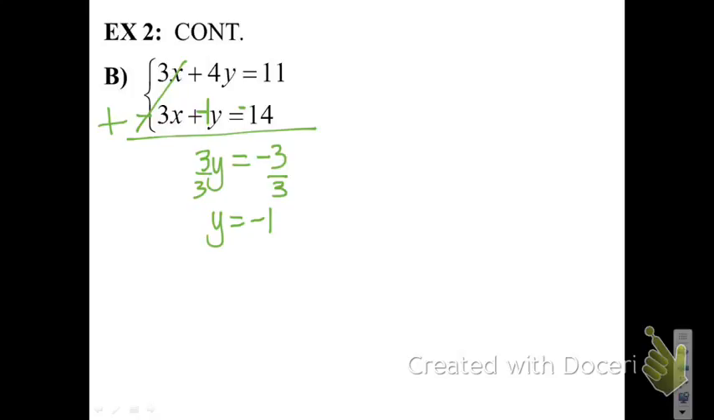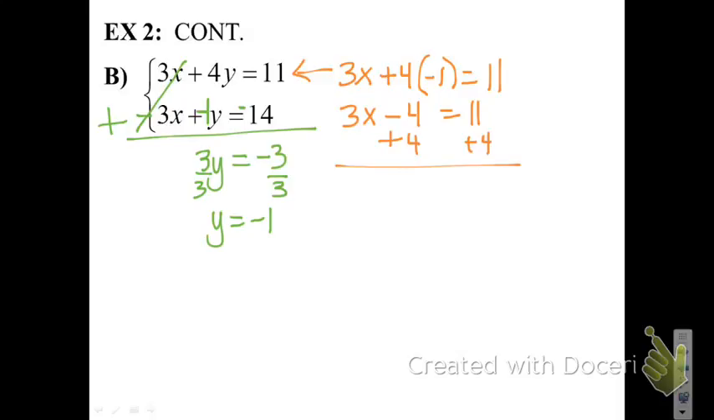So once I have one of the values, I look at either equation. I'm going to use the top one because I didn't change anything in it. I don't have to think about signs. So I have 3x plus 4 times y. We found y to be negative 1, so we substitute that value in. And you get 3x plus a negative 4, or just minus 4, equals 11. We're going to add 4 to both sides. Here, this will subtract out, and you get 3x equals 15.